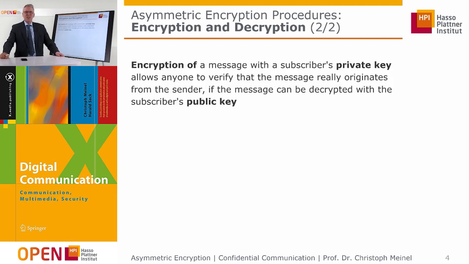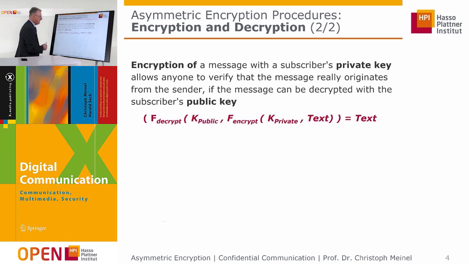So encryption of a message with the subscriber's private key allows anyone to verify that the message really originates from the sender. If we encrypt the message with the private key of Bob, then everyone knows the public key of Bob. Everyone can take the public key and decrypt this message, and in this way conclude this message comes definitely from Bob, because he was the only one who was able to encrypt it with his private key in such a way that it could be decrypted with his public key.